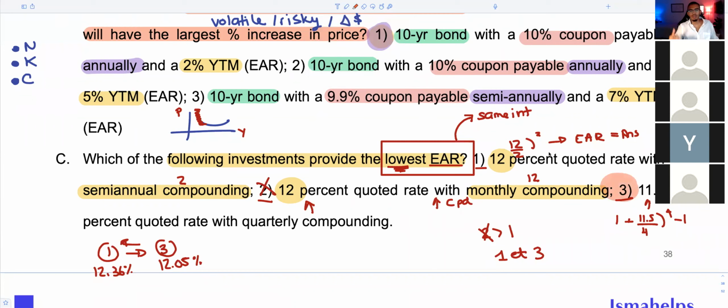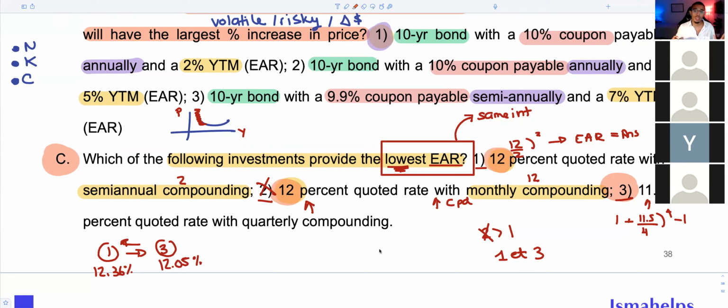So I'm going to take a step back, just restructure ourselves a little bit for C. When you have a question like this that talks about the highest effective annual rate or the lowest effective annual rate, the first thing you want to do is group the options that have the same quoted rate together. In this case, number 1 and number 2 had the same quoted rate. Then, to make it super fast and easy, you're going to choose the one with the highest number of compounding periods or the one with the lowest compounding periods.